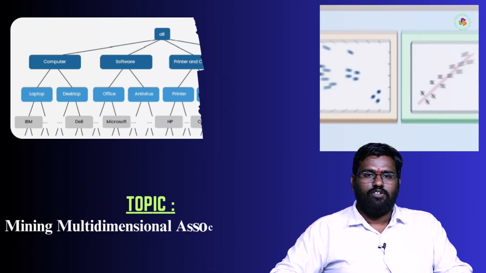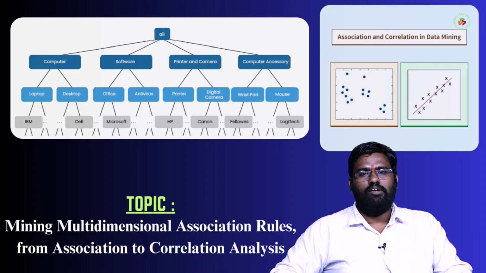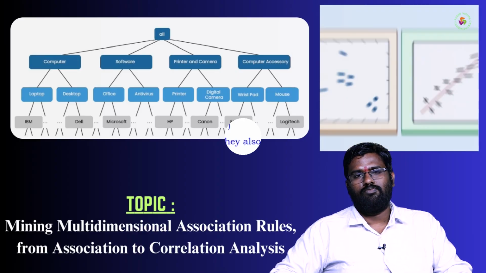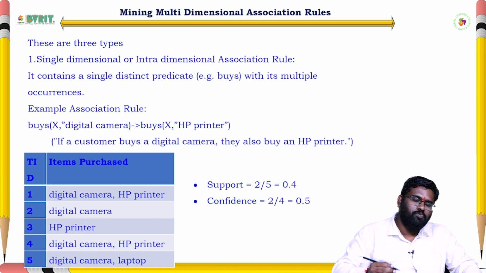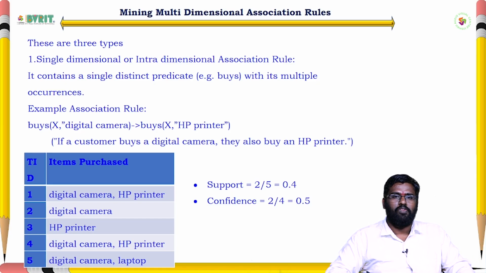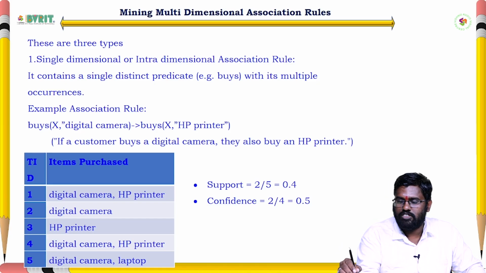Today we want to discuss how to mine multidimensional association rules. Multidimensional means it has more than one dimension. I will show you an example, and you will understand easily.